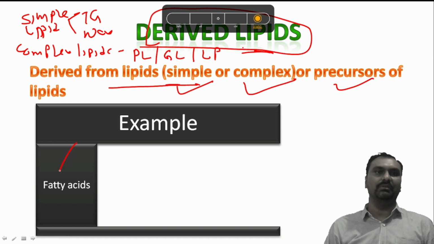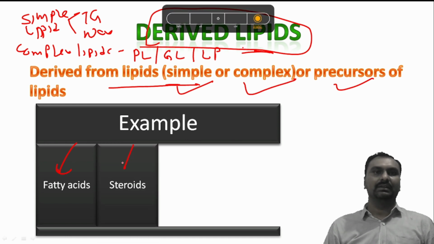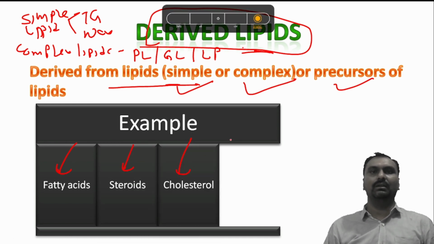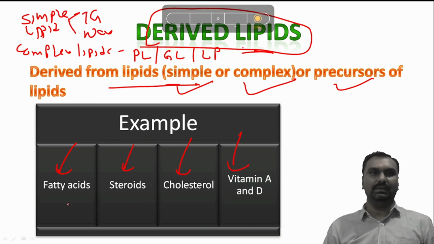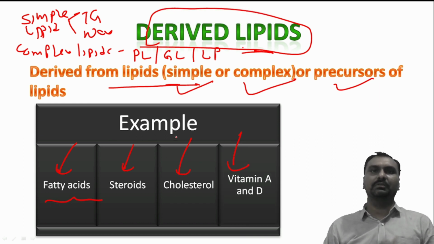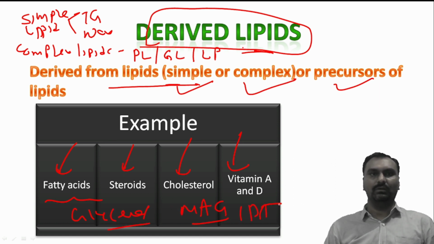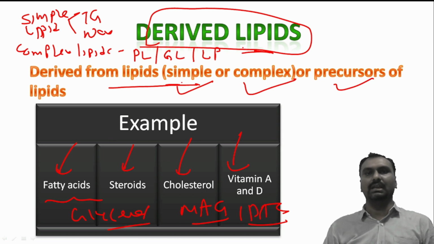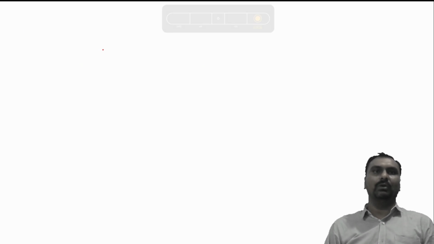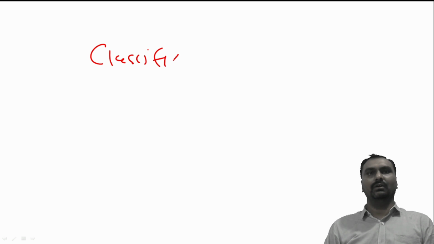The examples of the derived lipids are fatty acids, steroids, cholesterol, vitamin A or vitamin D. So everything which is derived from the simple or complex lipid, even glycerol, is called a derived lipid. Even monoacyl glycerol or diacyl glycerol will be called derived lipids. So this is all about the classification of lipids.